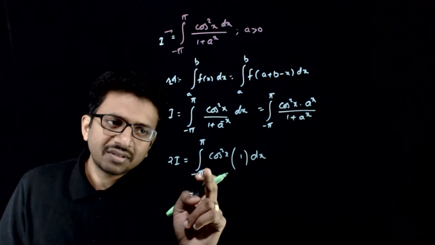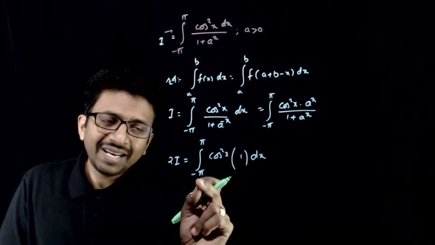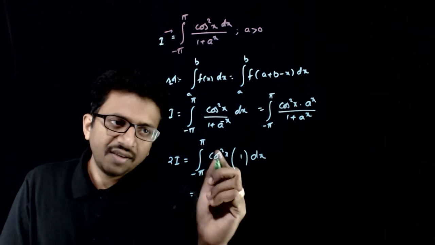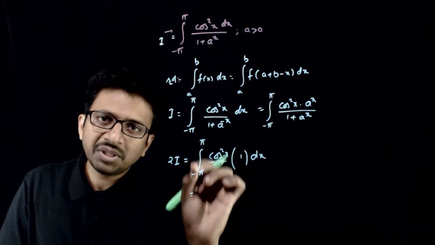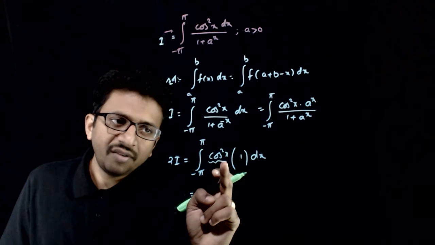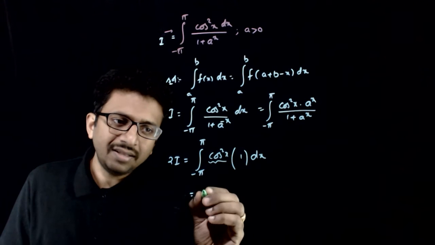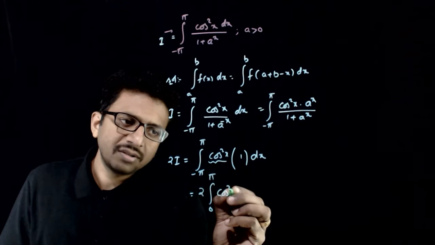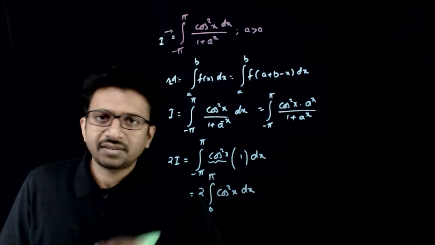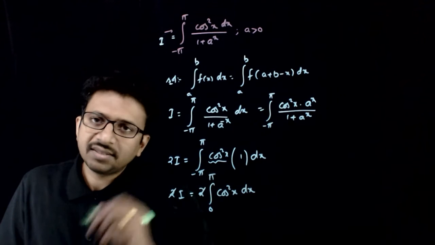So now I'll use the property: integration from minus a to a f of x dx, if this function is an even function, I can write this as 2 times integration from 0 to a. As you can see, if I put minus x in the place of x, cos square x does not change. This is an even function. Hence, I can write 2I as 2 times integration 0 to pi cos square x dx. So 2I is equal to this, and the 2 and 2 get cancelled.